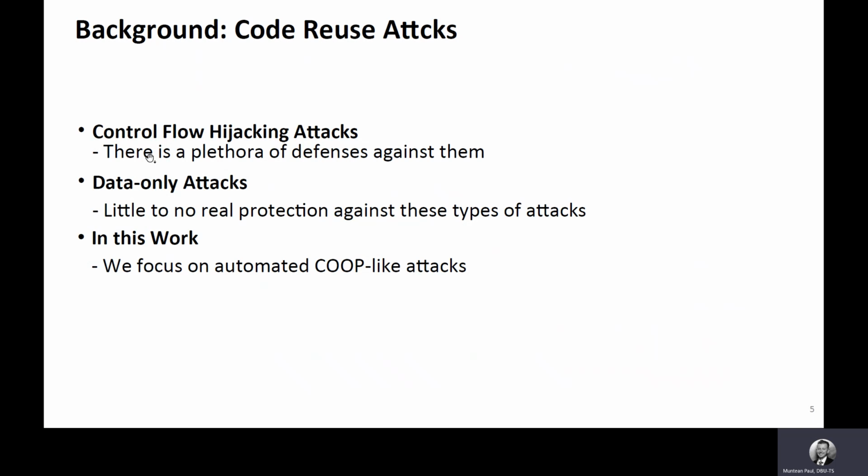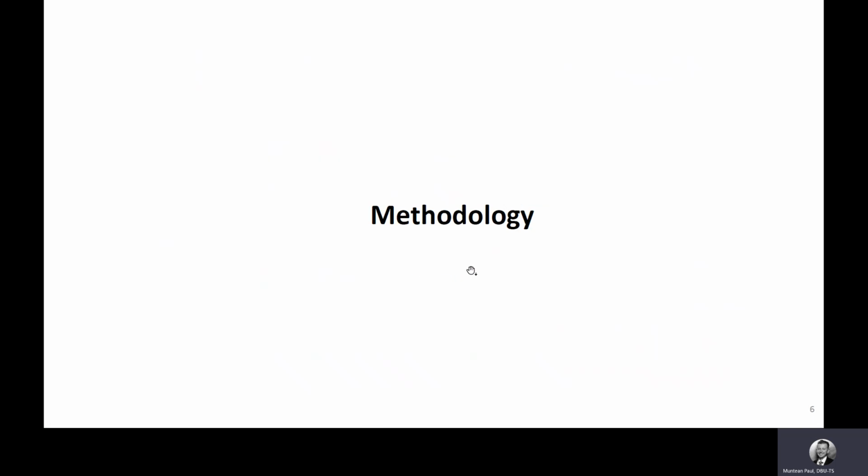Then we have, as a second branch, data-only attacks, which don't hijack the control flow of the program, but manipulate data in the program and basically achieve the same goal. And in this work, basically, we focus on control flow hijacking attacks and on COP-like attacks. So basically, there is this counterfeit object-oriented programming attack, and we automate it with our own approach. And we will see in detail how we do this.